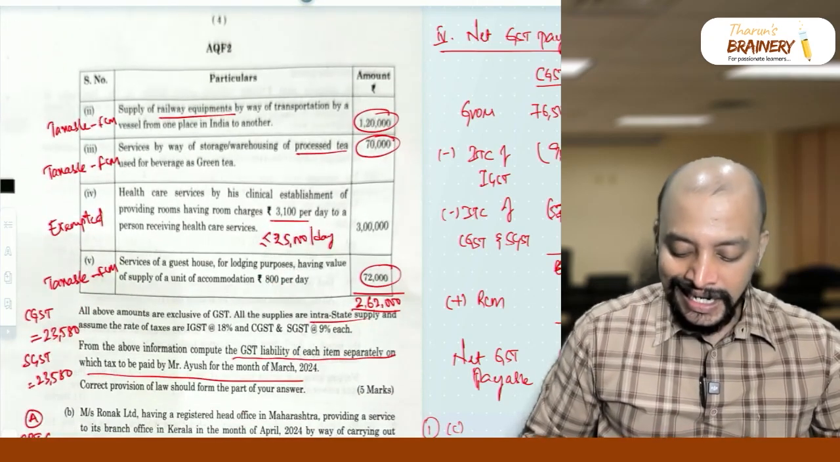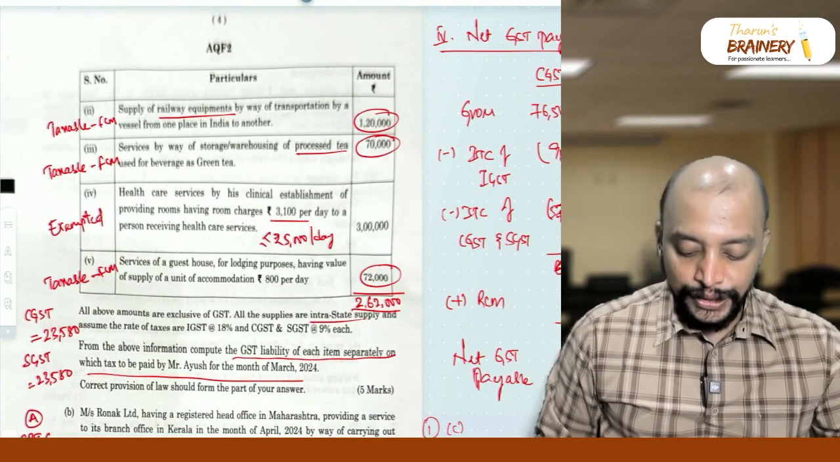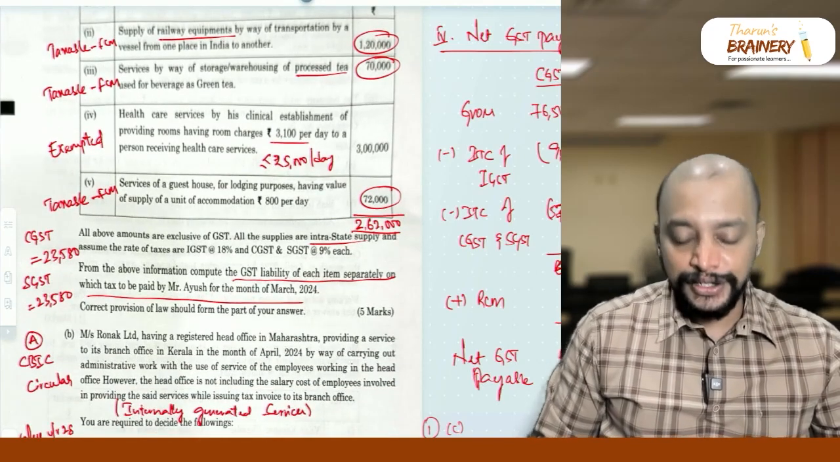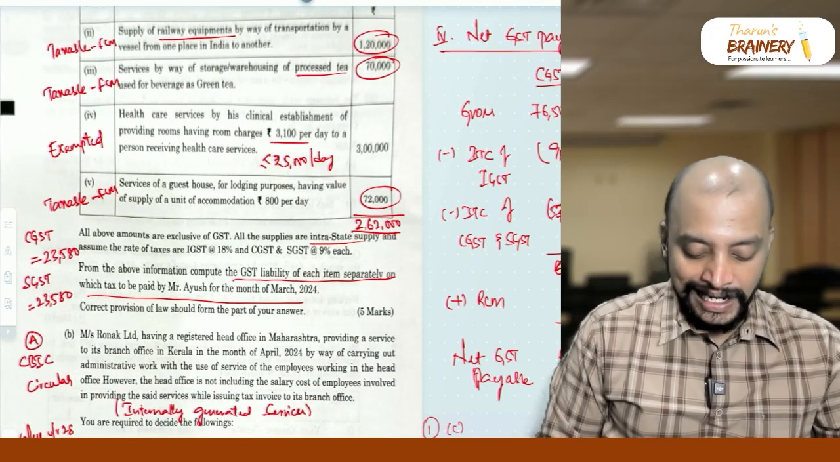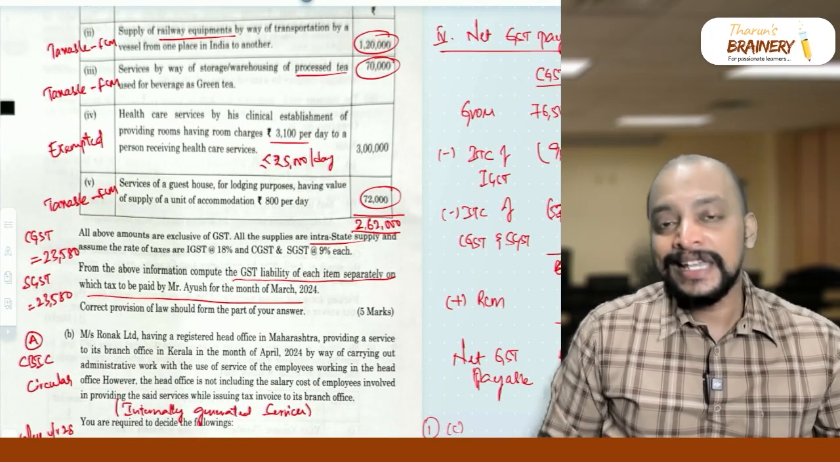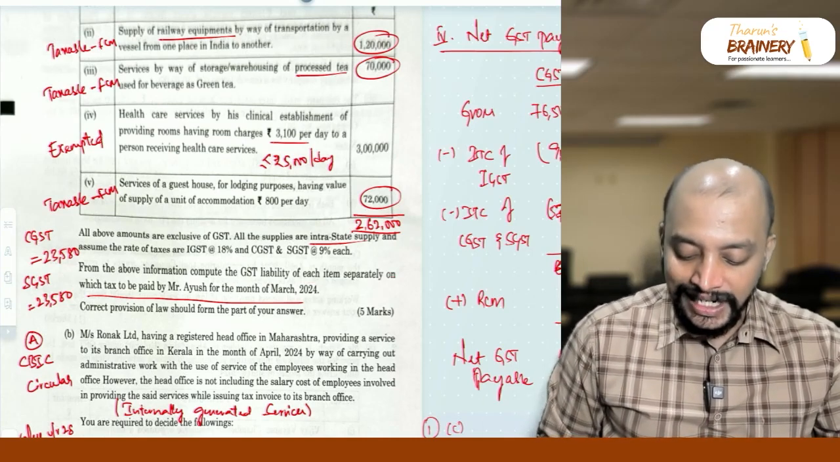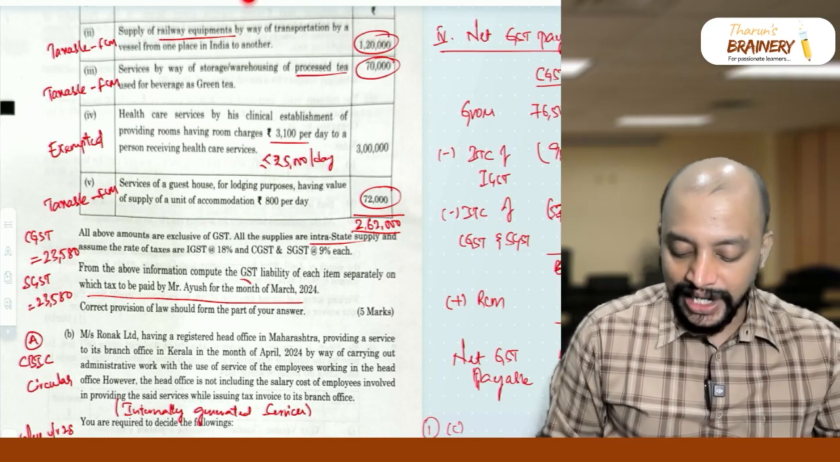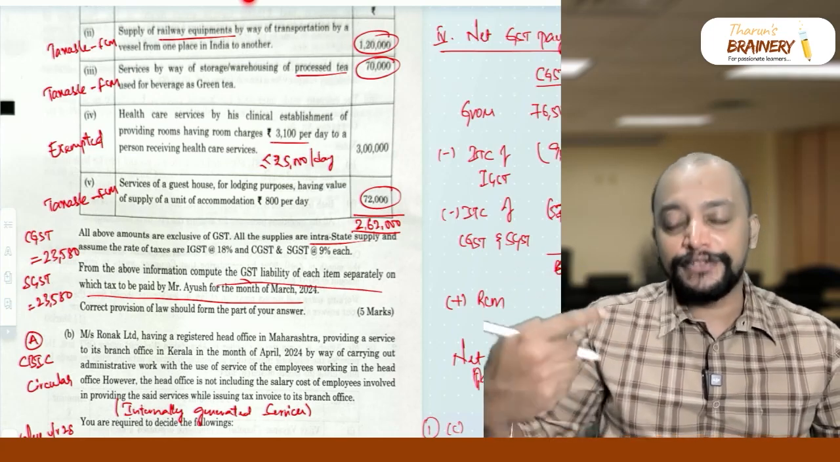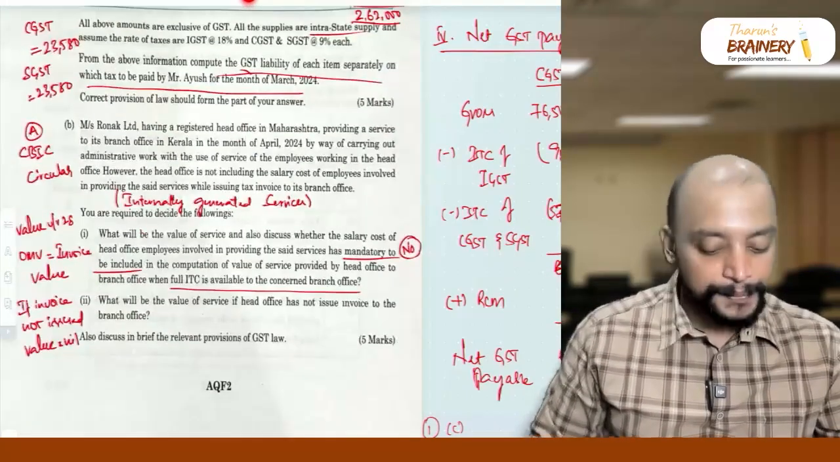And 1,20,000, 70, 72,000, 2,62,000. On the 2,62,000, CGST 23,580, SGST 23,580. That will be taken as the answer for this. But basically we need to compute the GST liability separately for each item, means point by point we need to show that in the exam answer.